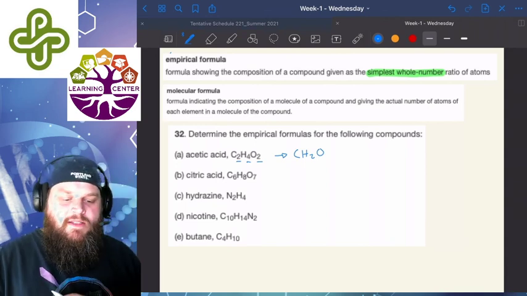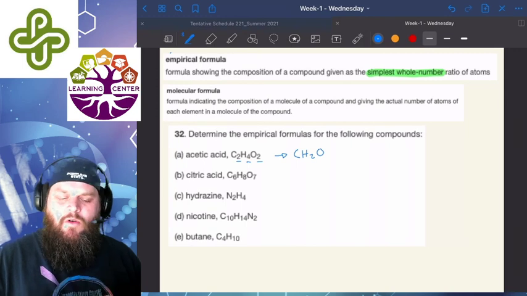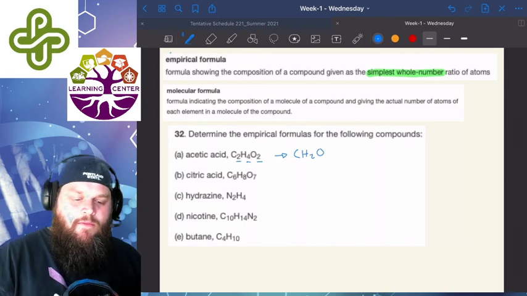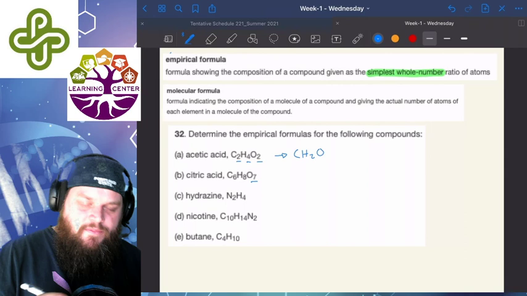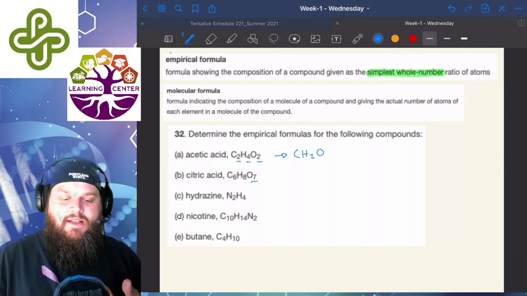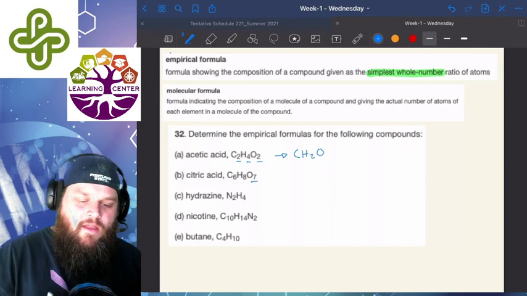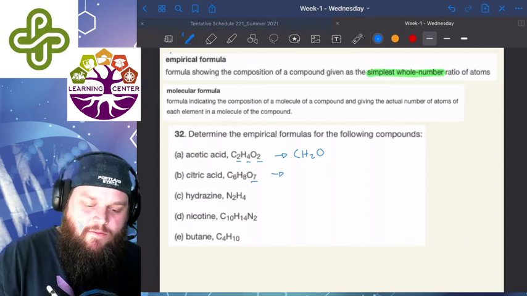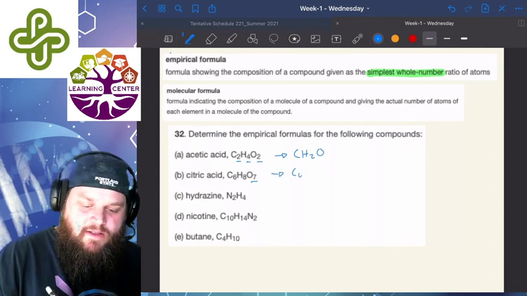For citric acid, C6H8O7, in this case there are no common factors. 7 is a prime number, which means it's only divisible by itself and 1. Since 6 and 8 are not divisible by 7, this has an empirical formula of exactly what it says there, C6H8O7.